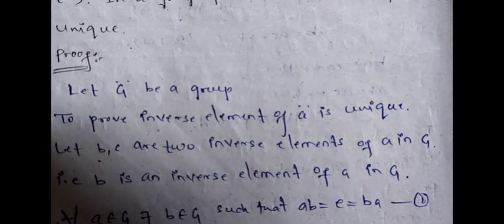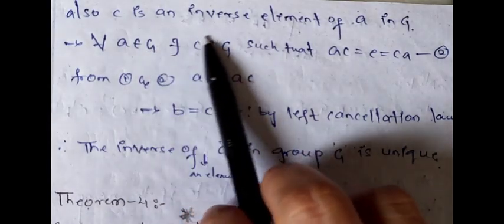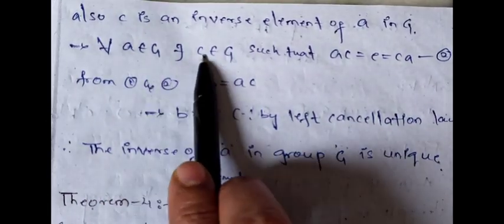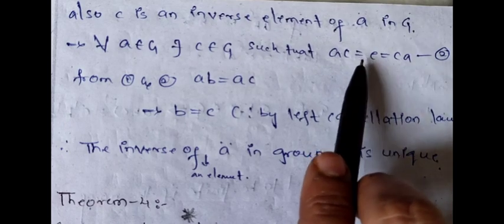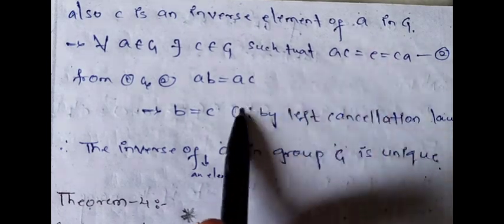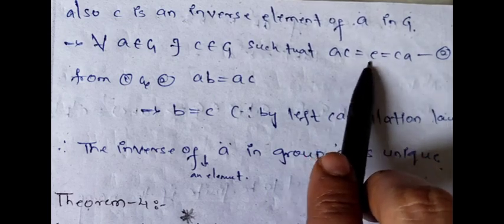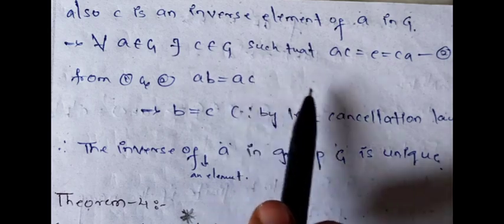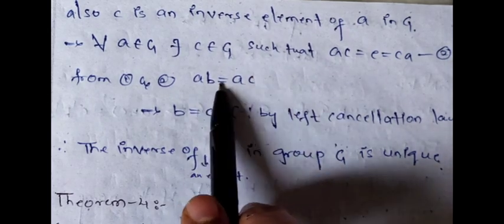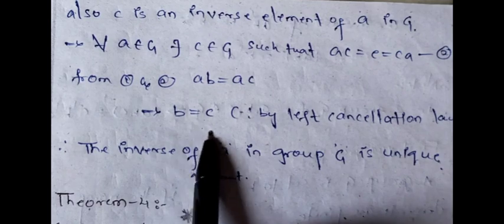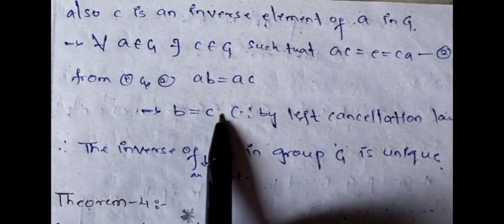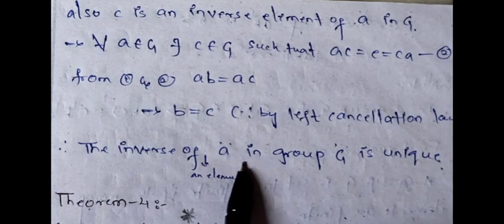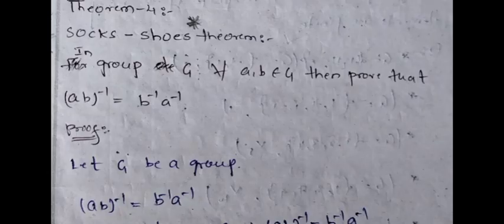In the same way, C is an inverse element of A, which means according to the inverse property we can write A into C equals the identity element. But A into C equals E and previously A into B equals E, both are E's, so the left values are equal, that is AB equals AC. But by the left cancellation law we can say B equals C. Now when you are taking more than two inverse elements, they are equal in the sense that they coincide, that means it is unique. So the inverse element of A in a group G is also unique.